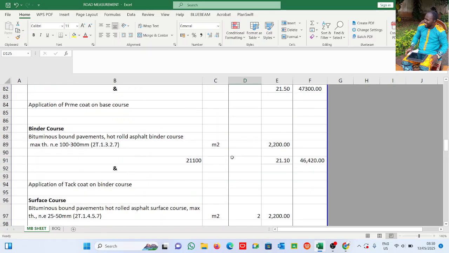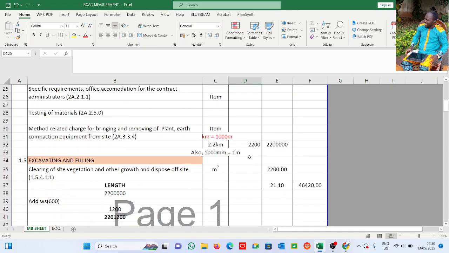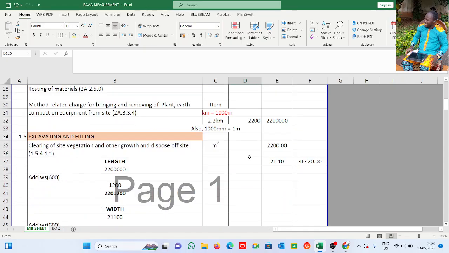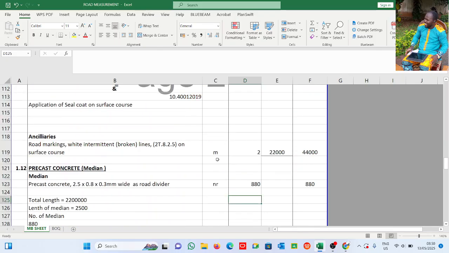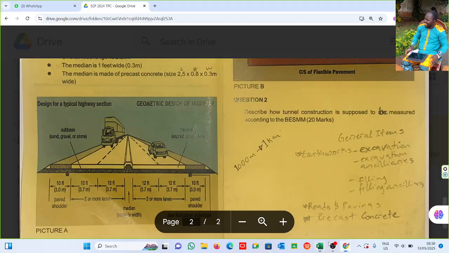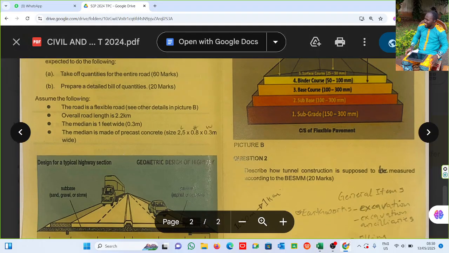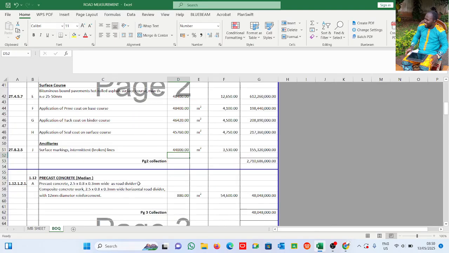I try as much as I can to prepare this sheet according to what you have on your takeoff sheet that you are going to see in your exam, for those writing the professional competence examination. So this is the measurement for the road. Now I want to prepare the BOQ because the question says prepare a detailed bill of quantity. This is the takeoff, and this is the bill of quantities.